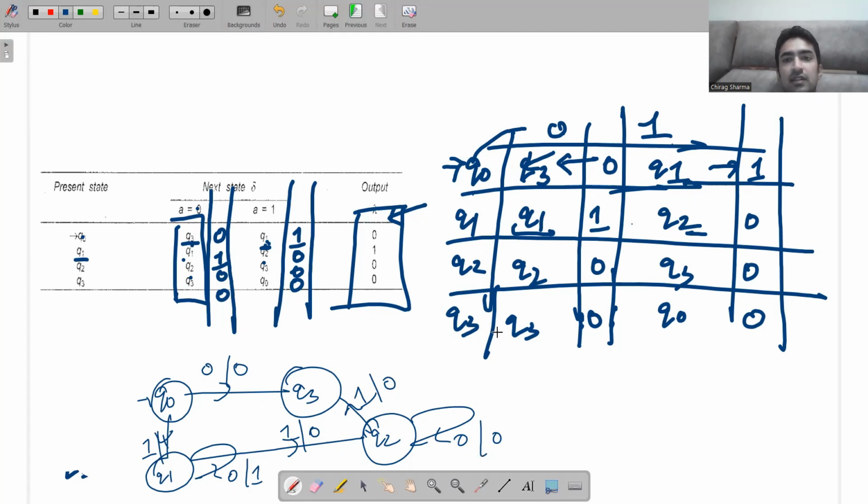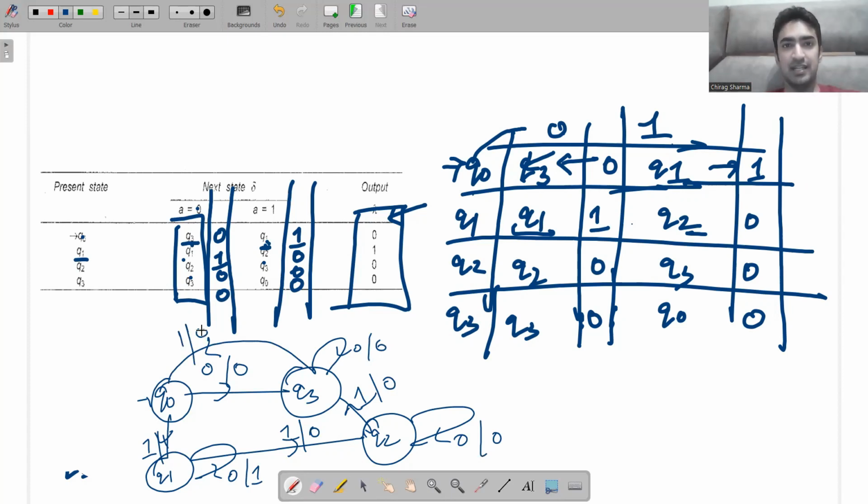Q3 when it is given 0, it goes to itself, the output of that transition is 1, and when it is given 1, it goes to Q0 and the output of that transition is 0. This is as simple. First step, write the output of states and substitute that in the transition of whatever states that you have got.